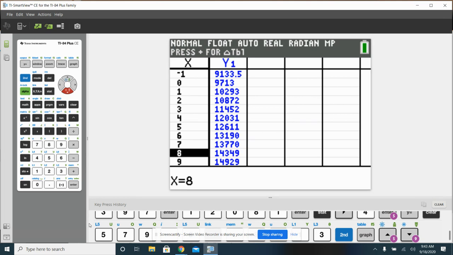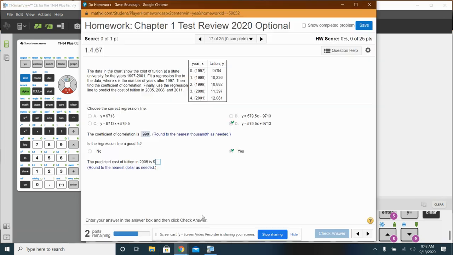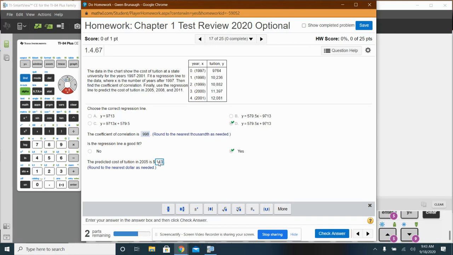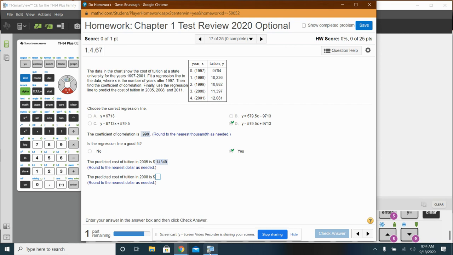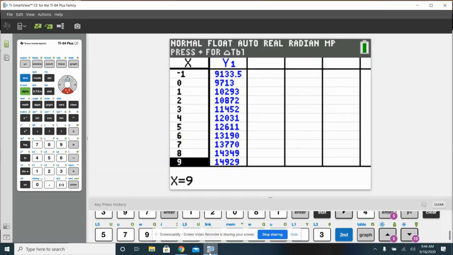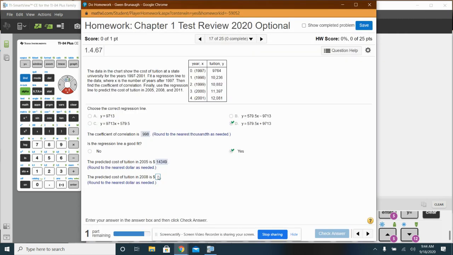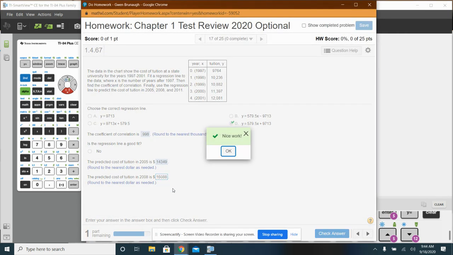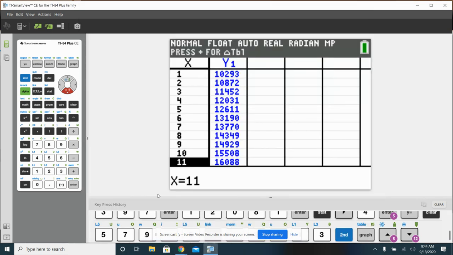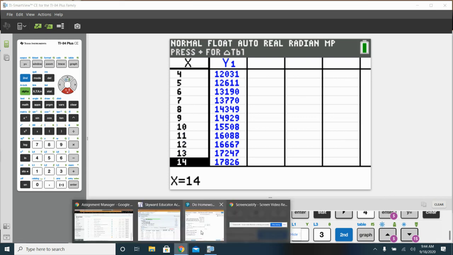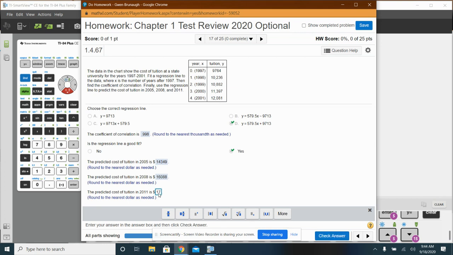They want 2005. So I'm at 2001, 2002, 2003, 2004, 2005. We're at 14,349. They want you to round to the nearest dollar. So that's what we'll do. They're now asking me for 2008. So I'm at 2005, 2006, 2007, 2008, 16,088. And my last one is asking me for 2011. I'm at 2008, 2009, 2010, 2011, 17,826. This problem is not that difficult as long as you know the keystrokes.